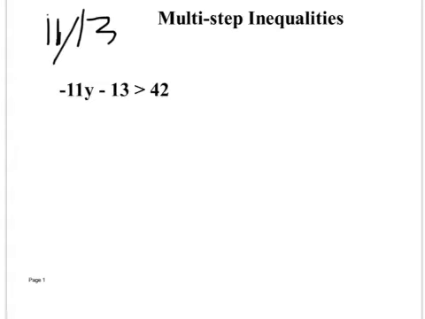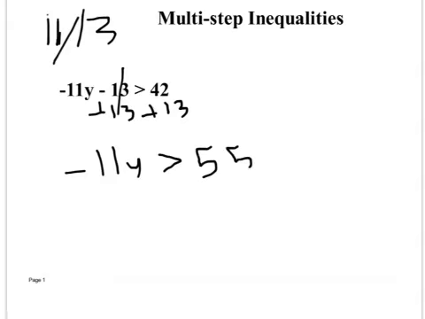Multi-step inequalities. It's just like we were doing multi-step equations where we add or subtract and then we multiply or divide. The first thing we do is add 13 to both sides. This gives me negative 11y greater than 42 plus 13, which is 55. I divide by negative 11.